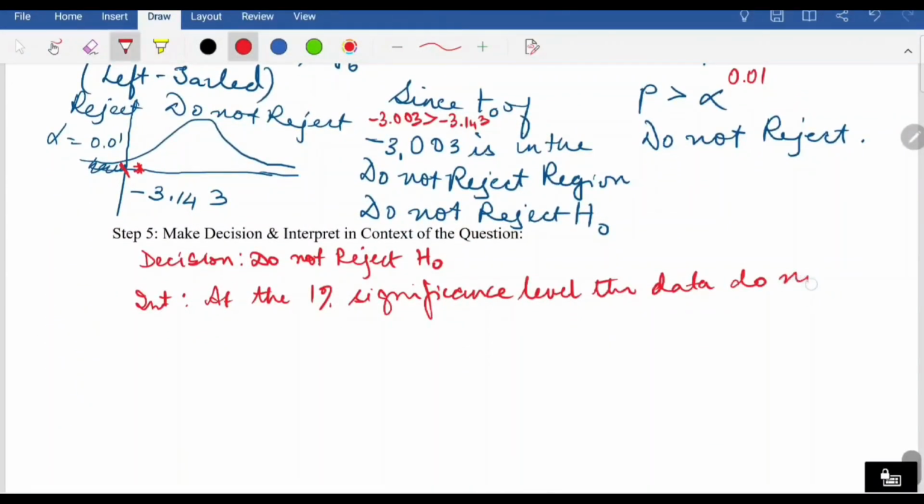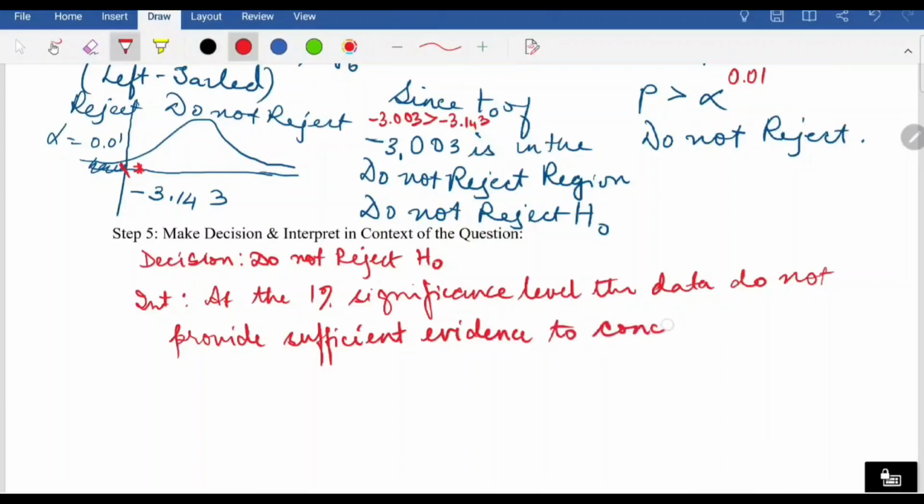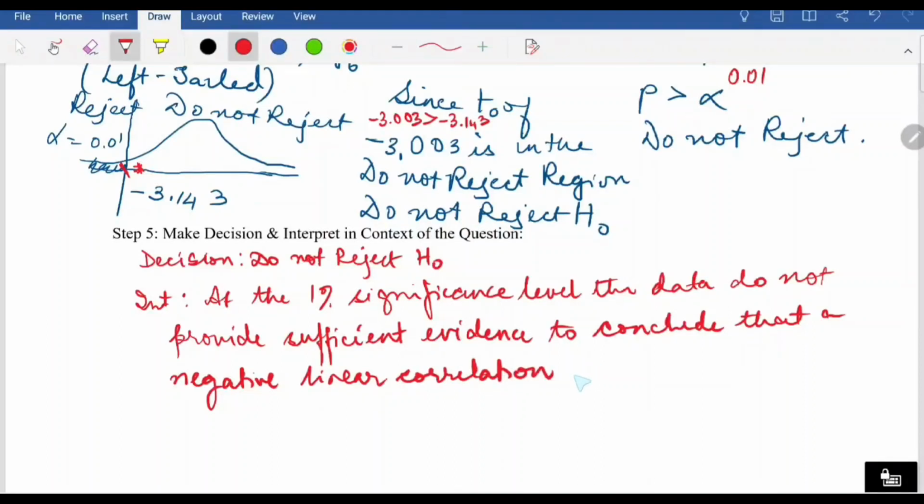Okay, the data do not provide sufficient evidence to conclude that a negative linear correlation exists between, just take the wording from the question. All right, between study time and score.